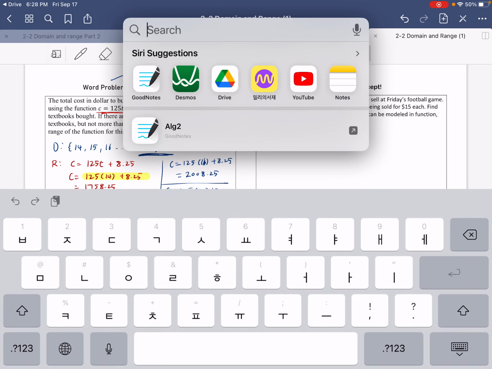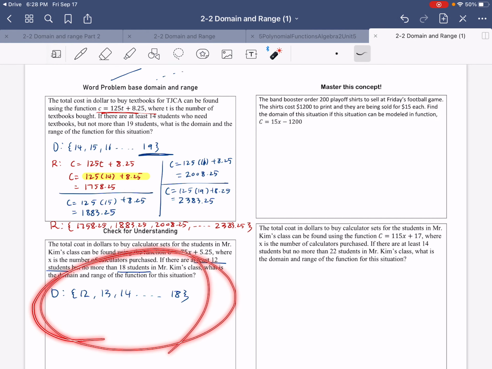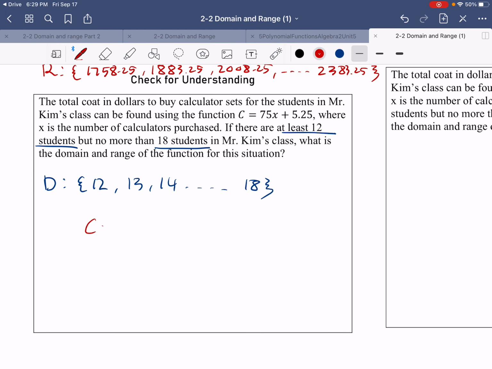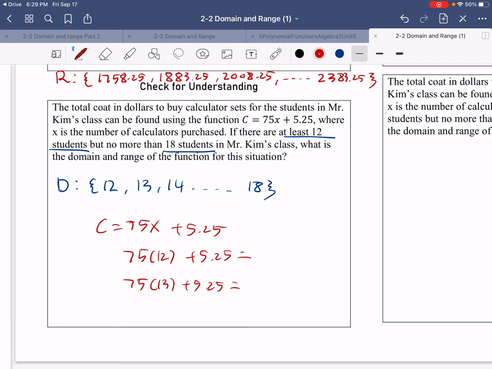So this one, find the range by yourself, because I'm too lazy. I will just tell you what to do. C equals 75x plus 5.25. So you just put 12 and like 13, and just like that, everything, all right?